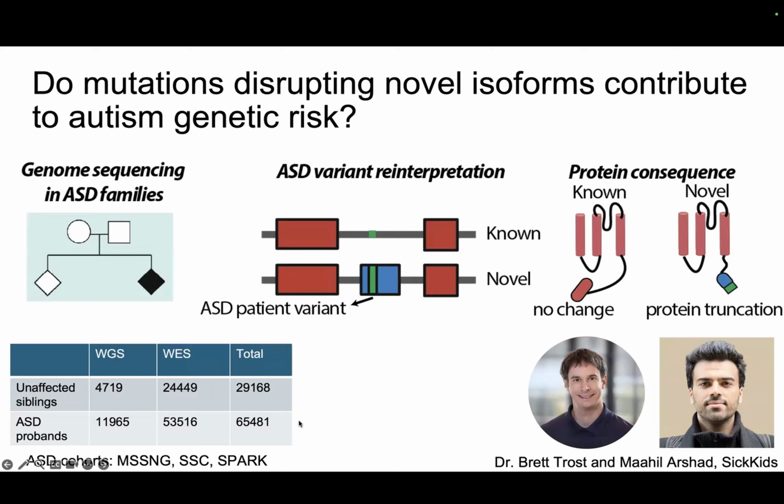And so in total, we have just under 100,000 individuals, 65,000 with ASD, and 30,000 comprising their unaffected siblings. This part of this project is a collaboration between my lab and Brett Trost and Mahil Arshad at Sick Kids Hospital. Brett and Mahil are human genetics experts, so they're helping us with this aspect of this project.